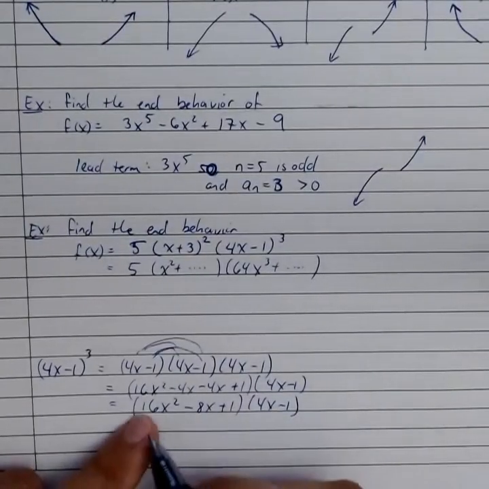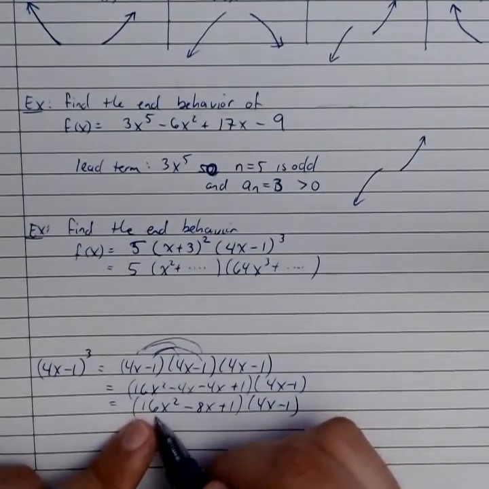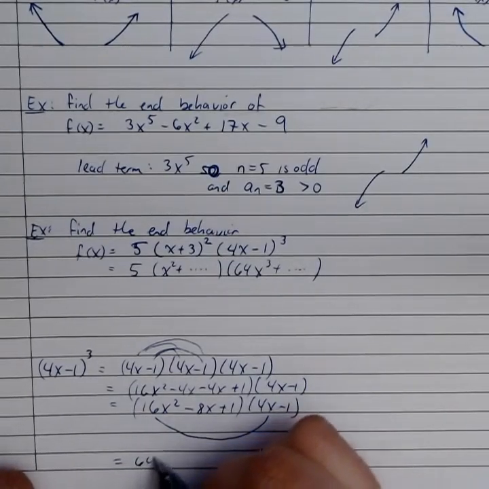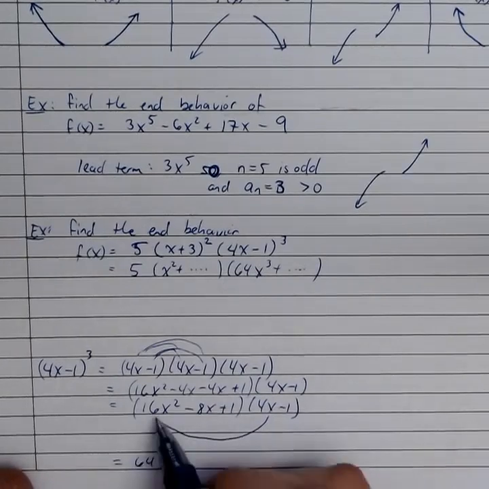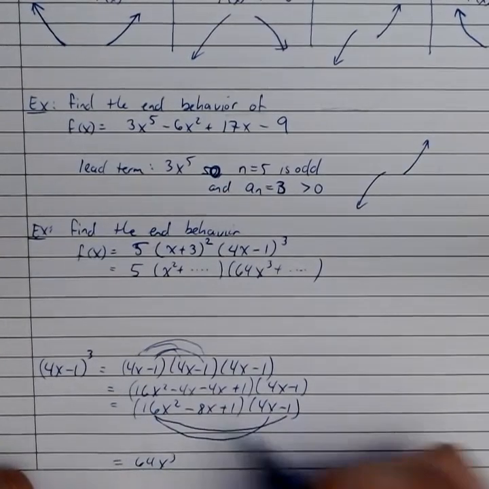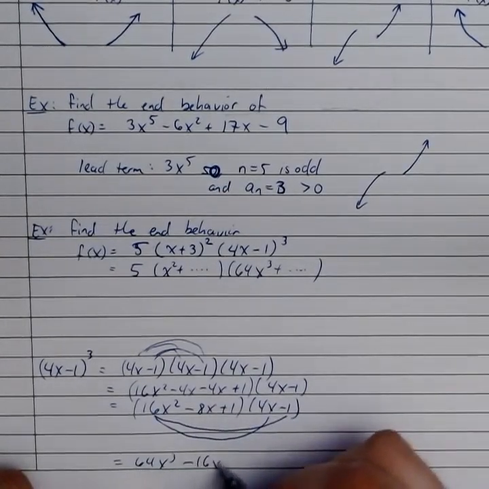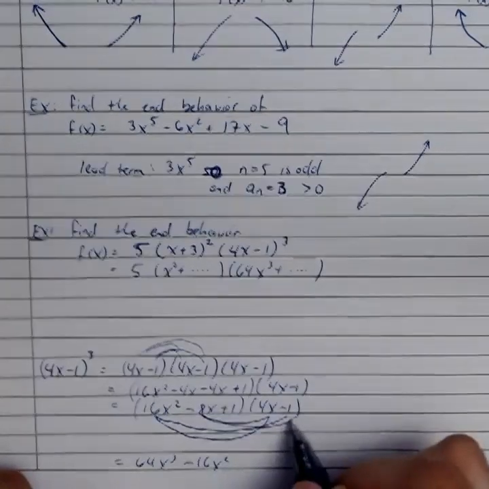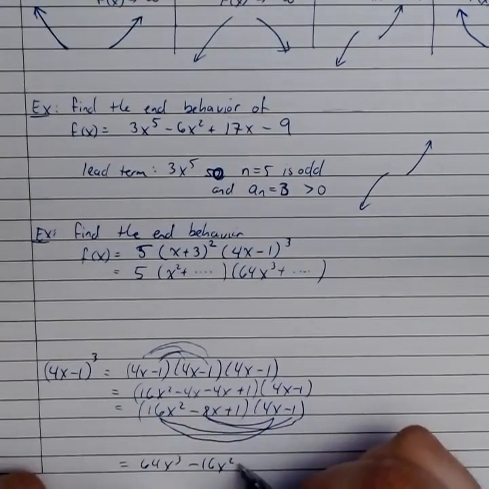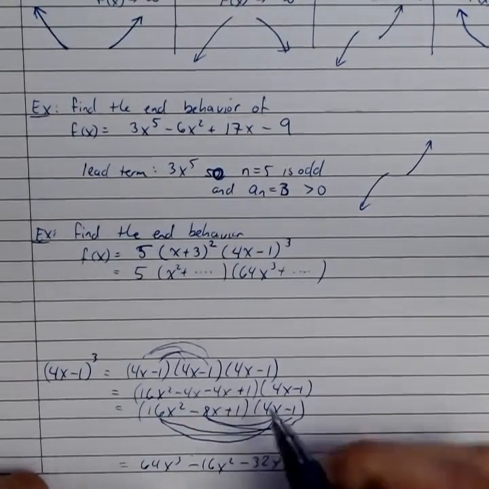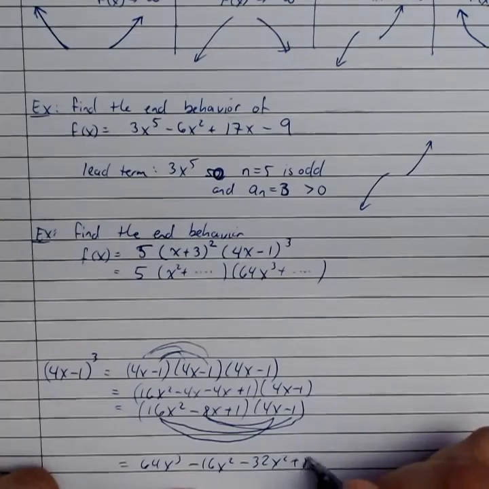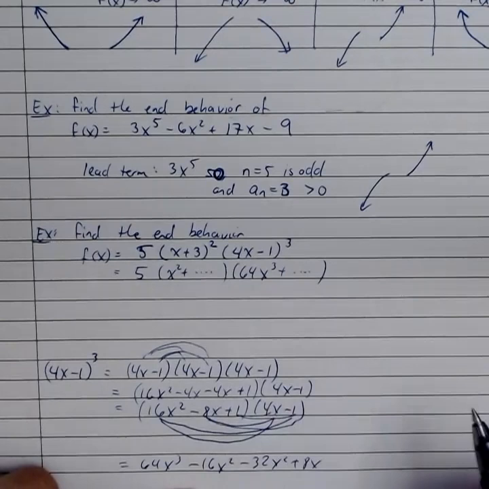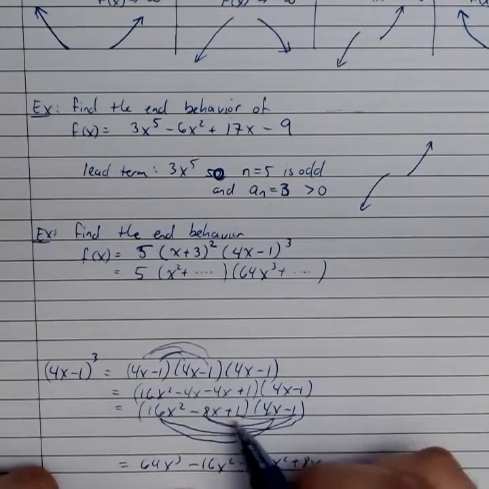And now if I start multiplying those out, that's going to be 16x squared times 4x. That's going to be 64x to the third power. And then if I multiply this one, that's going to be minus 16x squared. Now if I multiply both of those, that's going to give me minus 32x squared and plus 8x. And finally, if I distribute that 1, that's going to give me plus 4x minus 1.